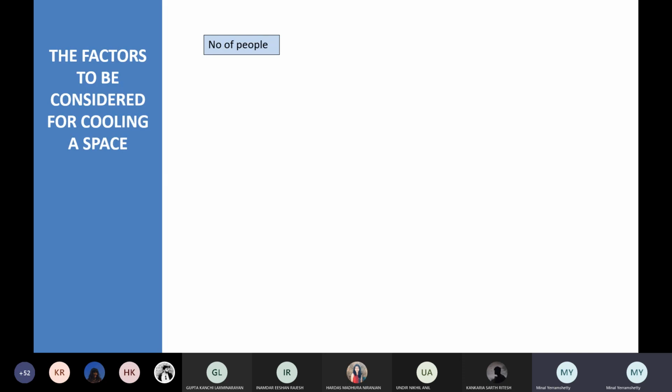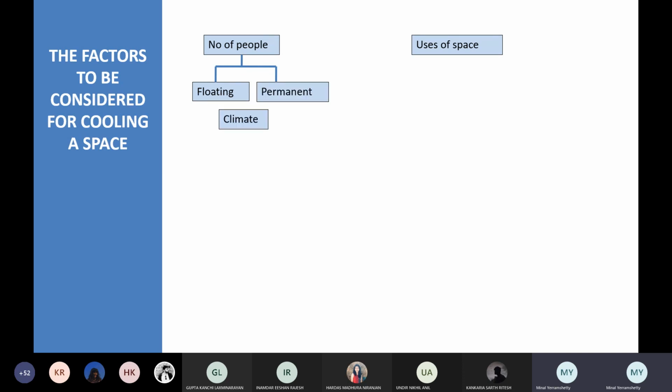Okay. Now the second thing that was mentioned in the first slide was the factors on which you will decide which systems to be adopted. So that means what are the factors to be considered for cooling of space? It definitely depends on the number of people and the uses of space. All services generally we know are banked around people, are all floating around people. So you have floating population and you have fixed population, that is, permanent population. And definitely the third thing that affects the cooling is your climate.